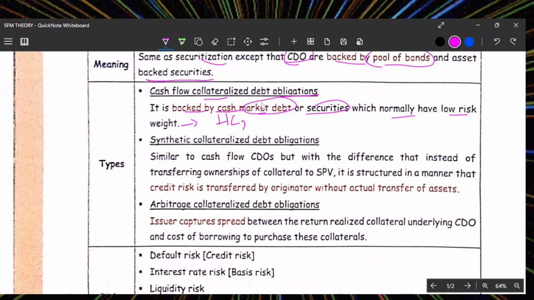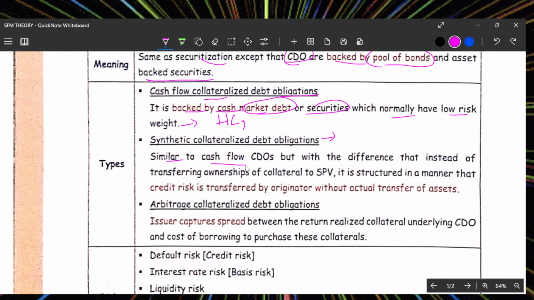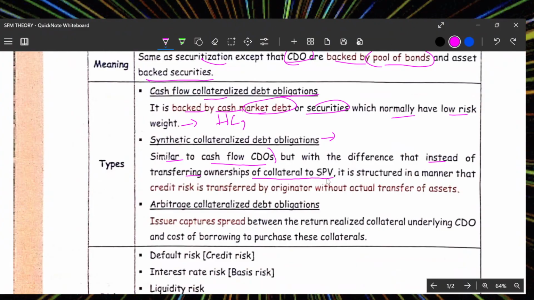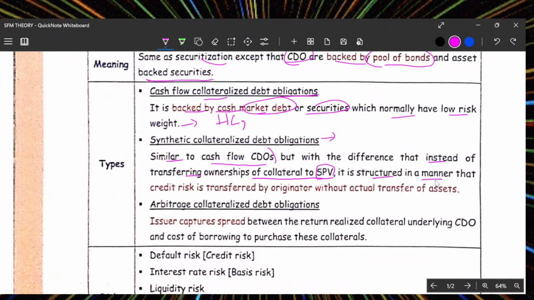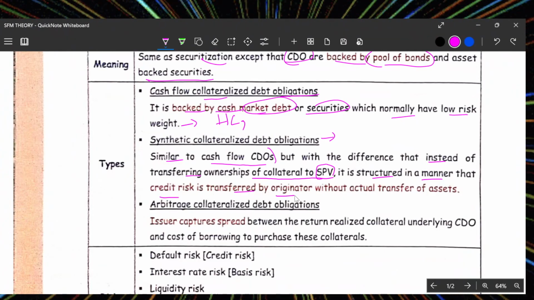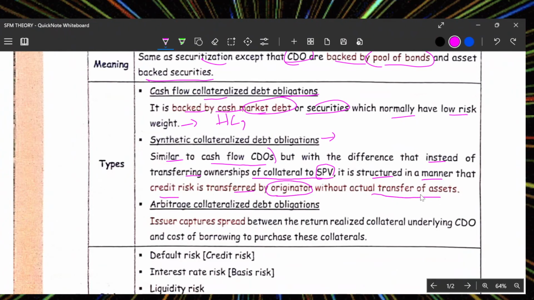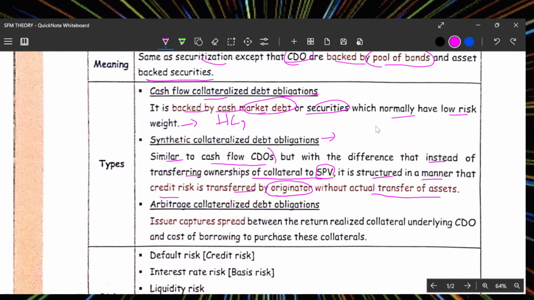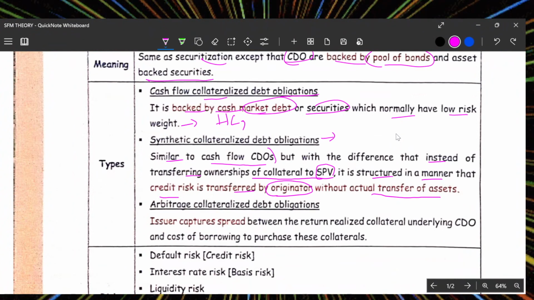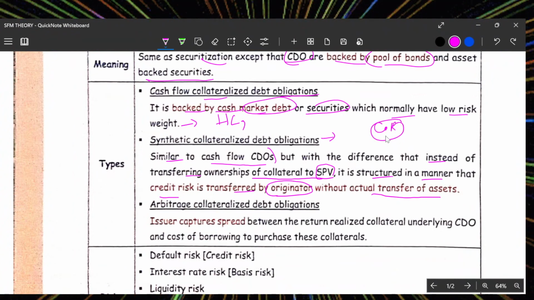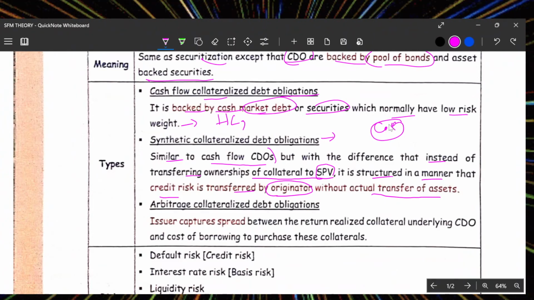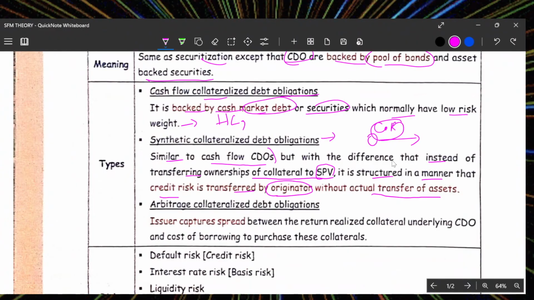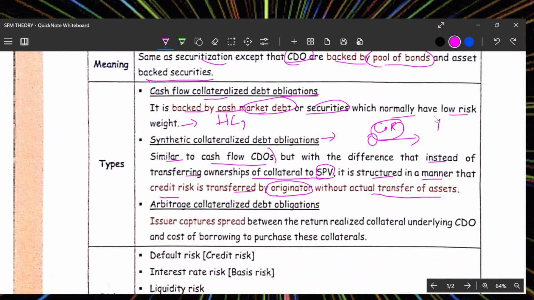Synthetic collateralized debt obligation. What is this? Similar to cash flow CDO, but the difference is that instead of transferring the ownership of the collateral to a special purpose vehicle, it is structured in such a manner that the credit risk is transferred by the originator without actual transfer of the asset. So in synthetic CDOs, the credit risk is being transferred from the originator to some person. But the actual transfer of the asset is not happening.